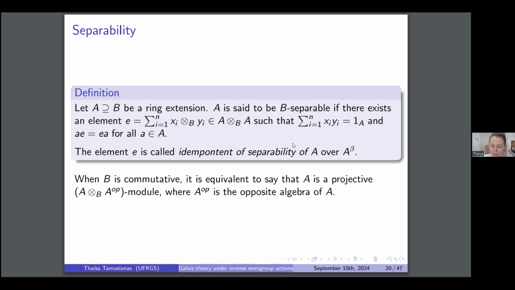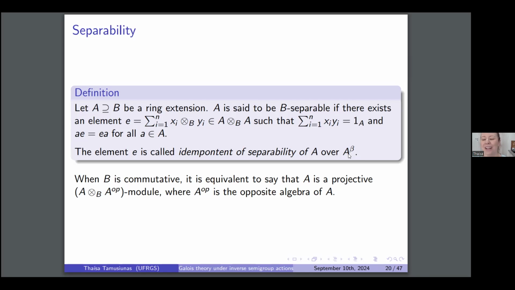Wait a second. Shouldn't it be B instead of the invariants in the definition? Because there is no action here, right? It's just a ring extension. I mean, there is no groupoid or semigroup or anything. No, it's the same definition. Here we are talking just about separability of rings.